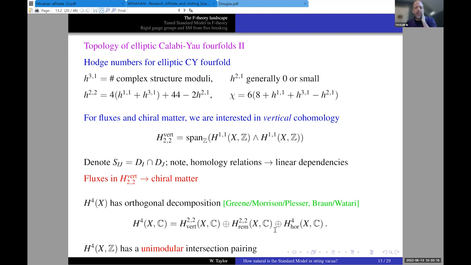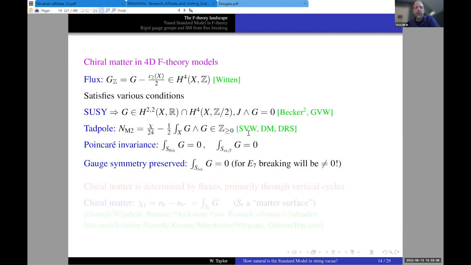And then there's the unimodular intersection pairing on this whole thing. So what we're focused on today is the intersection pairing on H22 vert. That is, if we take two surfaces, Sij, what's their intersection form? Or in the Poincaré dual picture, if we take two vertical forms, what is their intersection? So this is important to understand chiral matter.